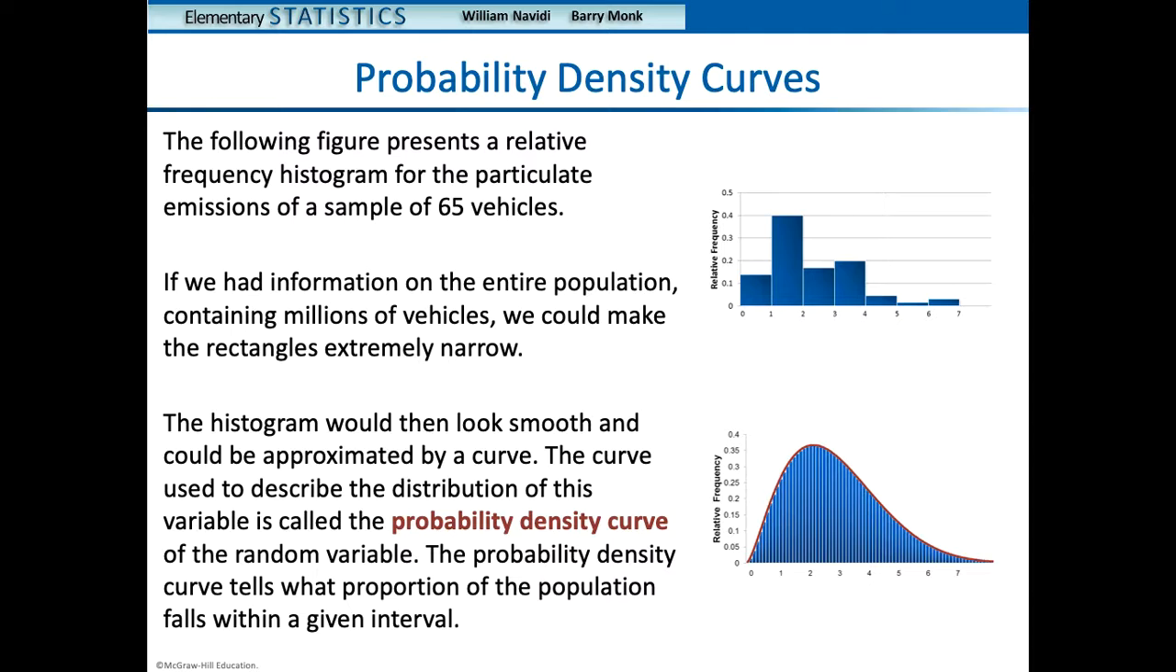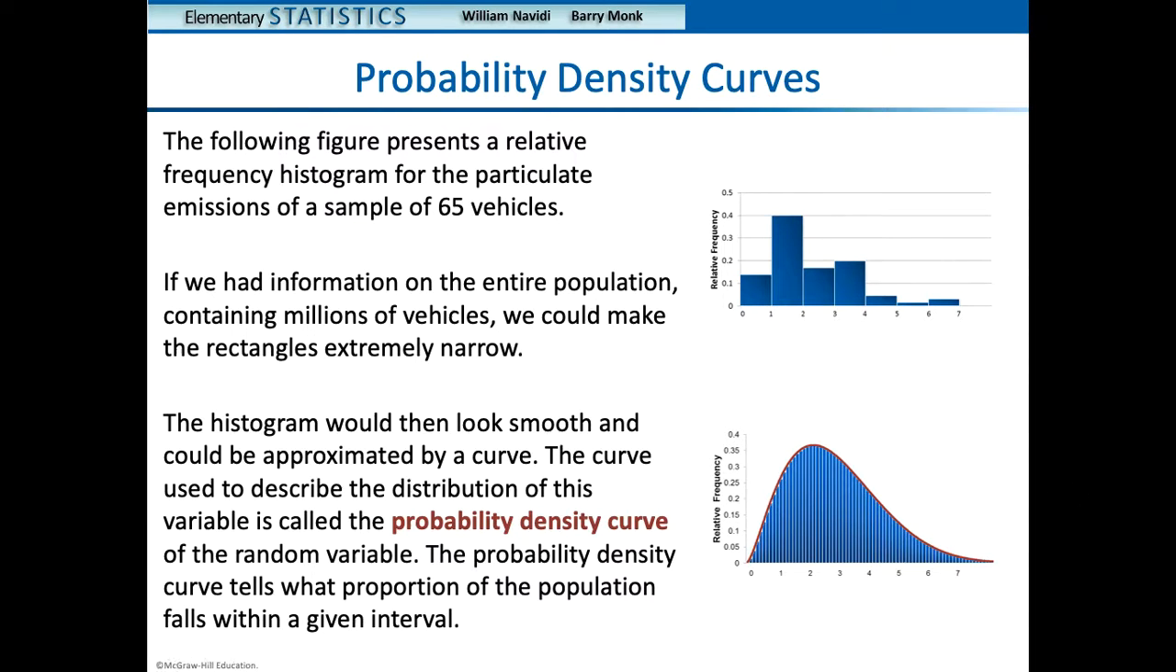In the one we created here with 65 vehicles, we have just 1, 2, 3, 4, 5, 6, 7 rectangles, right? But if we're dealing with millions of vehicles, because there's so many, we would have to have a lot more rectangles, and the rectangles would have to be extremely narrow. And so the result would look something like this one at the bottom of your screen.